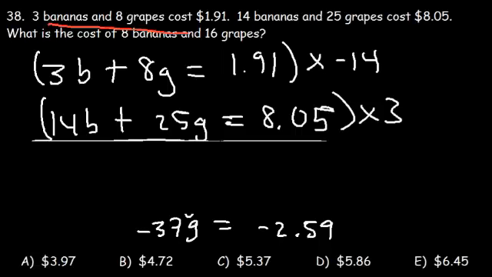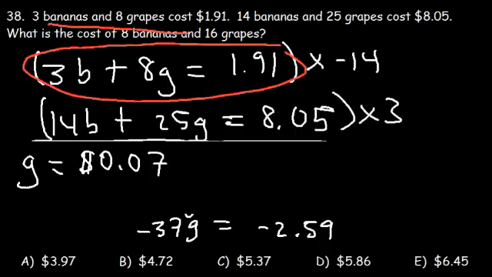So if we divide both sides by negative 37, G is going to be, let's see, negative 2.59 divided by negative 37, which is equal to 7 cents. So that's the cost of one grape. Now, using this equation, let's find the cost of a banana.